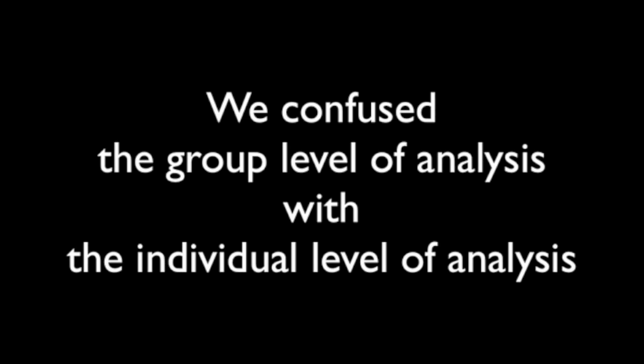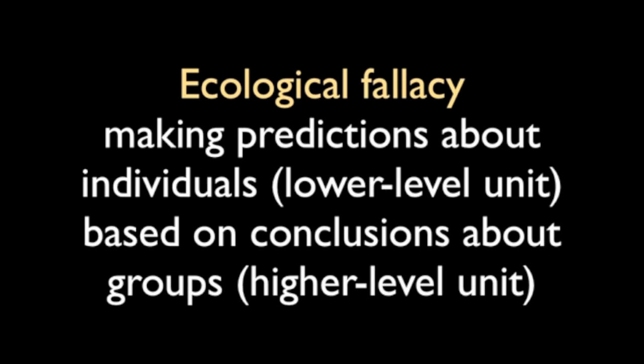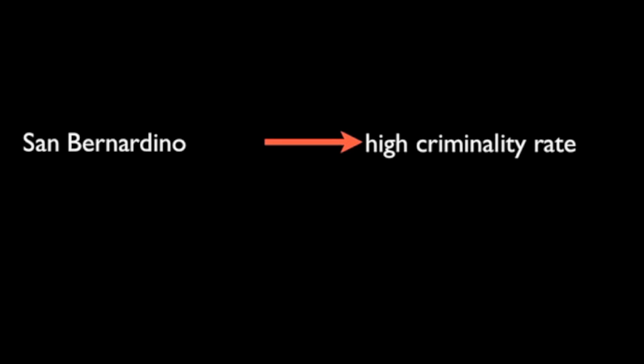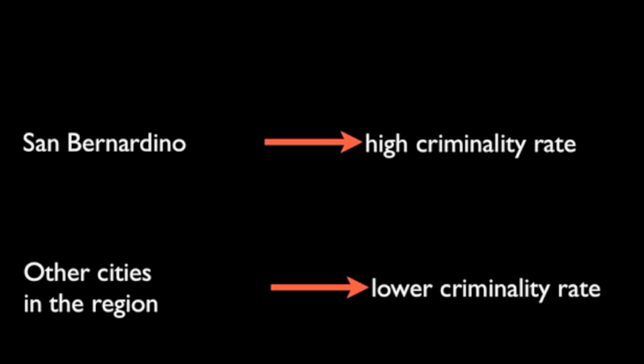The logical fallacy, wherein we use findings from a higher level of analysis to draw conclusions about a lower level of analysis, is called the ecological fallacy. Ecological fallacy means making predictions about individuals based on conclusions about groups. For example, suppose that you discovered that San Bernardino has the highest criminal rate in the region. For the reasons explained earlier, this fact does not imply that most San Bernardino inhabitants are criminals.